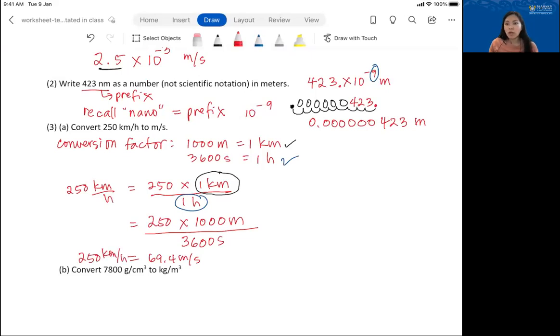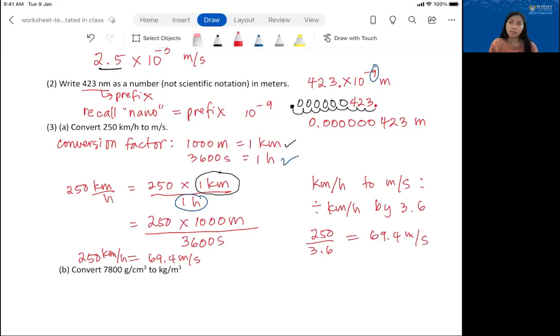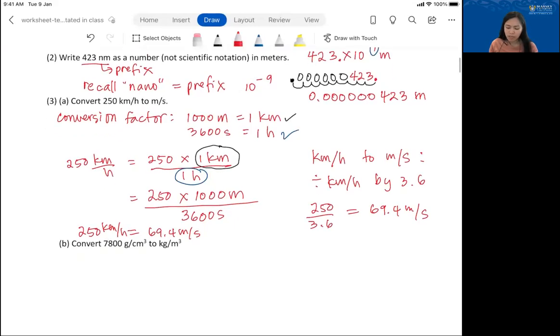If it's kilometers per hour, there's a shortcut. Converting kilometers per hour to meters per second, the shortcut is to divide kilometers per hour by 3.6. And that should give you the answer in meters per second. So for example, here you can just say 250 divided by 3.6, which should also give you 69.4 meters per second. Yeah, that's special for kilometers per hour to meters per second. And it's coming from the conversion factor.